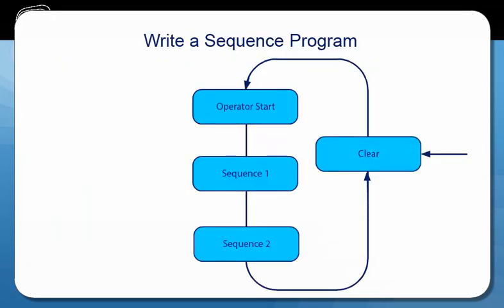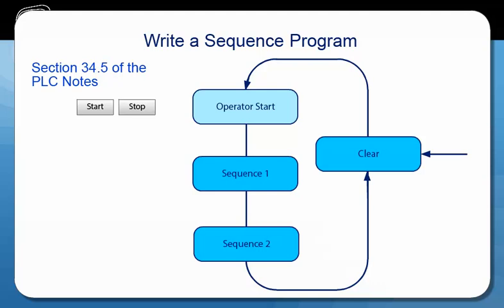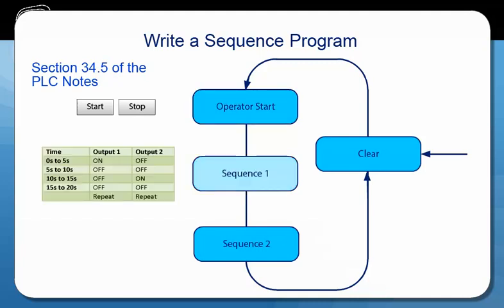Write a sequence program. Refer to section 34.5 in the PLC notes. We can use the program developed in the previous video. The operator start consists of start and stop buttons. When the program is started, sequence 1 will start. Sequence 1 will have two outputs, where from 0 to 5 seconds output 1 is on, and 5 to 10 seconds all outputs are off. Output 2 is on from 10 to 15 seconds, and all outputs are off from 15 to 20 seconds.